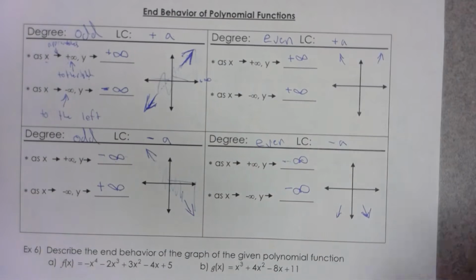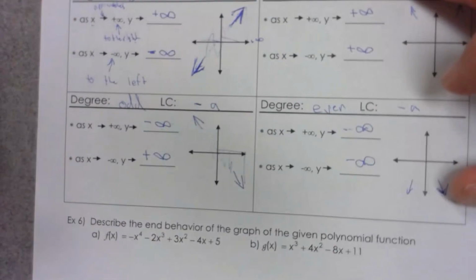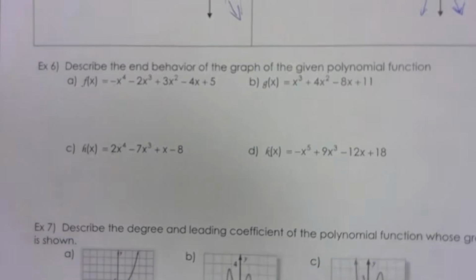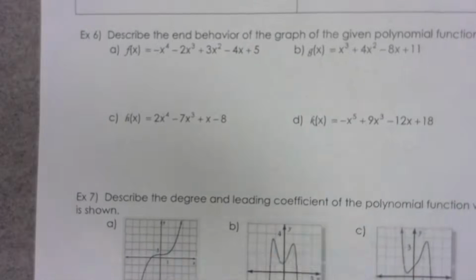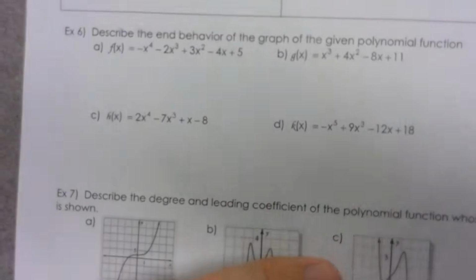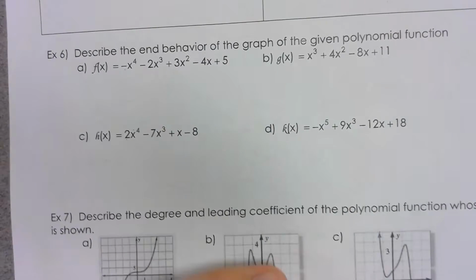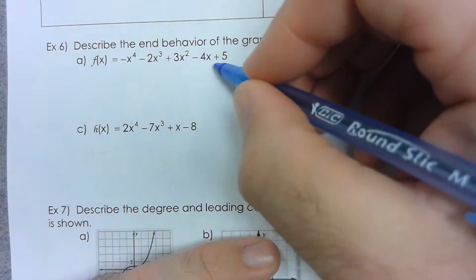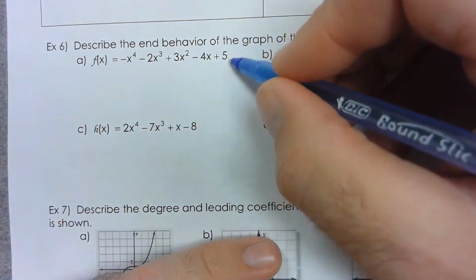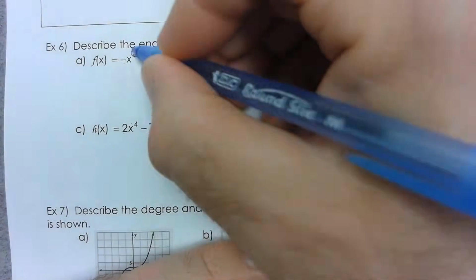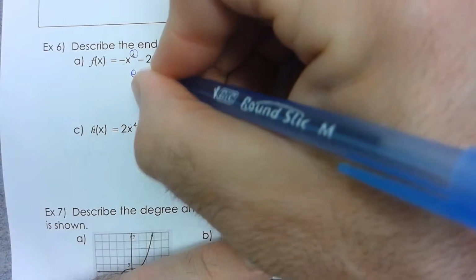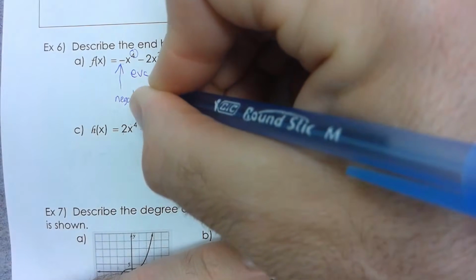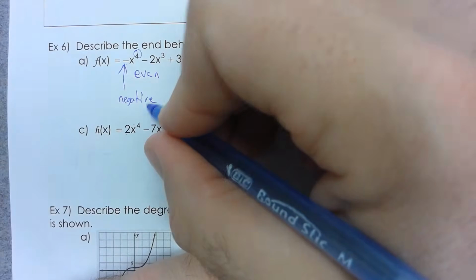I would pause the video and take your best guess for number 6. All right, so this, again, be careful. They should have listed it in standard form, but you don't know. What's the biggest exponent? 4. Okay, so that's even. And the leading coefficient is negative. Even means they go in the same direction. Negative means they go down.